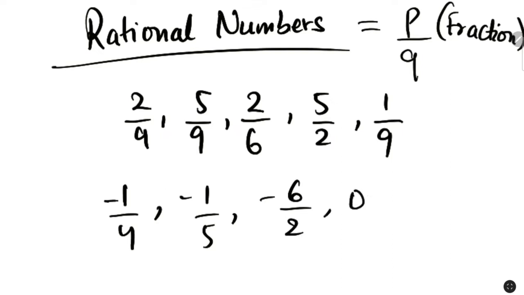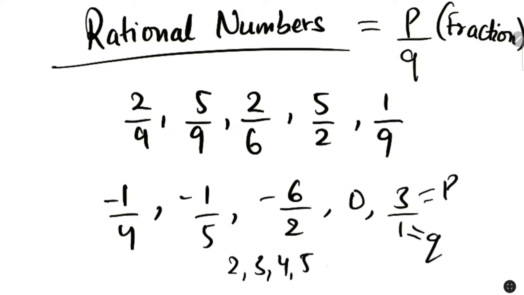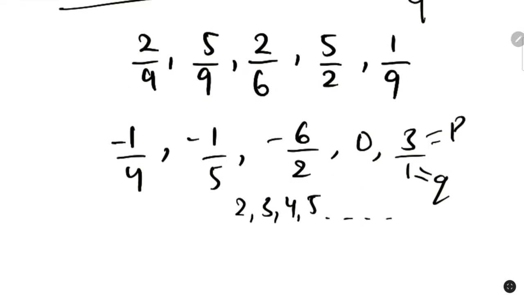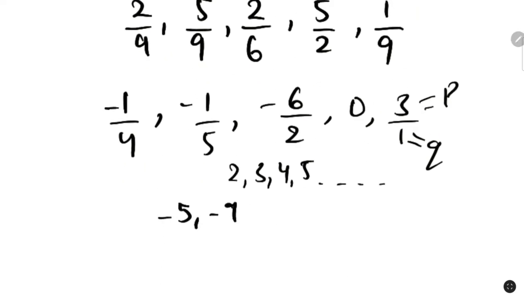0 is also a rational number. 3 could also be a rational number. How? Because we know that we can also write 3 in the form of 3 upon 1. So hence we got 3 as P, 1 as Q. So the normal numbers like 2, 3, 4, 5 could also be rational numbers. -5, -9, -10, they could also be rational numbers.